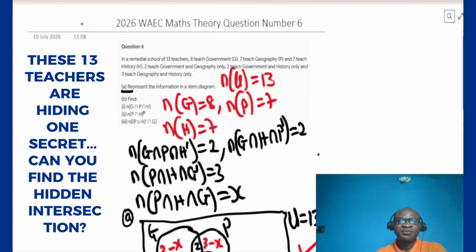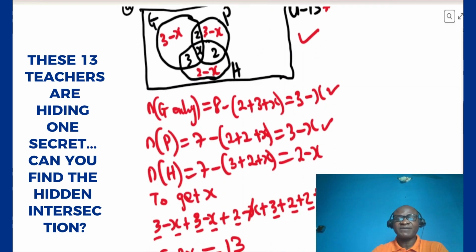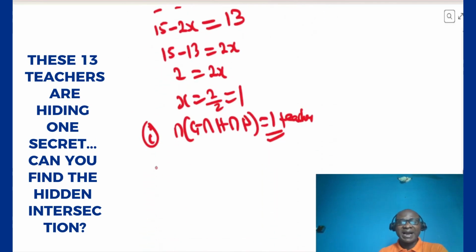The next question says, II, that we should find the number of teachers who teach geography and history, okay? And mind you, geography and history only. Okay, geography and history, because they did not say only. It means including those who teach government. So question II, geography and history. Let's find it. What do we do? For II now, to find the number of those who teach geography and history. What is it going to be?